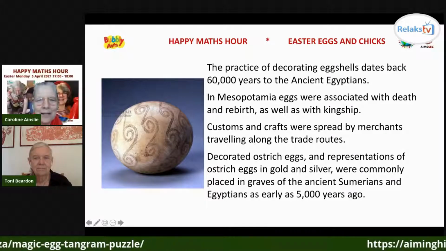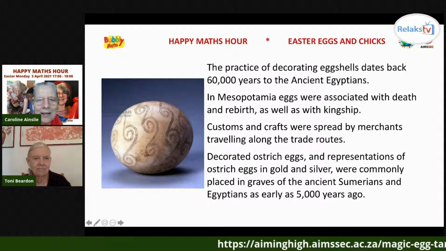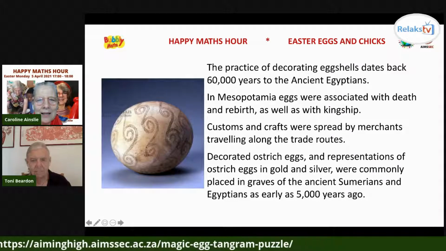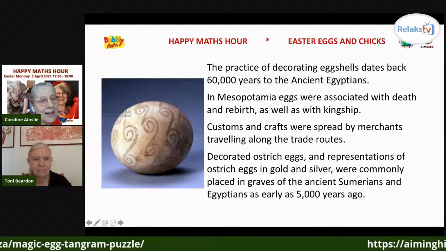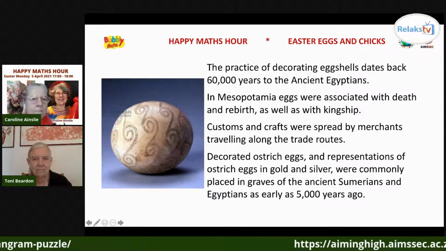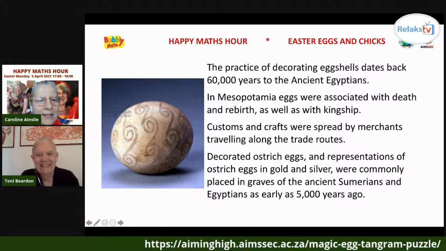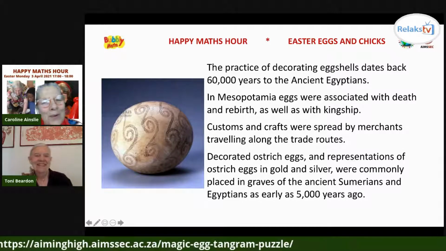Welcome back to Happy Maths Hour with Toni Beardon and Caroline Ainslie, and we're talking about the history of eggs. We're going to be doing an egg tangram puzzle in a little bit, but right now it's all about where eggs came from. Well, actually, we could ask that, couldn't we? Which came first, the chicken or the egg? But we're just talking about eggs here.